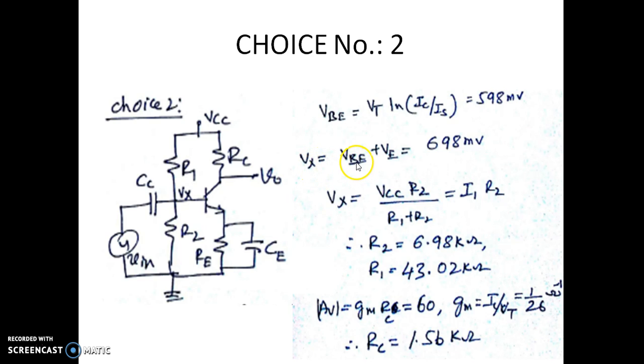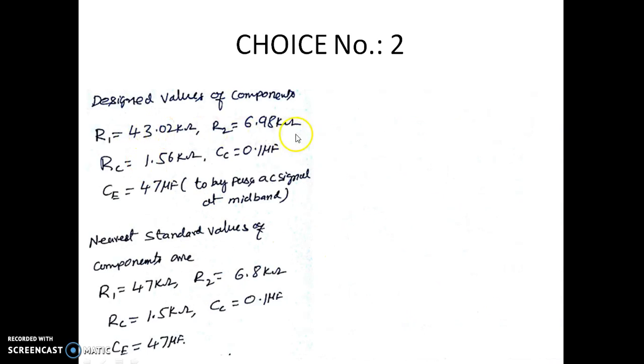The Vx happens to be Vb plus Ve. So Ve is assumed to be 100 millivolt. The corresponding values of R1, R2 are given over here. The value of RC is calculated using this, and these are the design values. These are the nearest possible design values. We'll be using these as the values of R1, R2, RC, and the coupling capacitor, as well as the bypass capacitor. The bypass capacitor is used so that it can provide an easy path for your AC signal at midband frequencies. That's why it is a bit higher value.